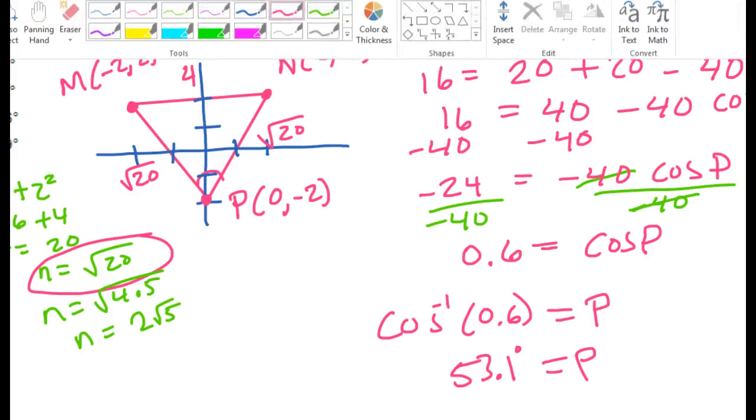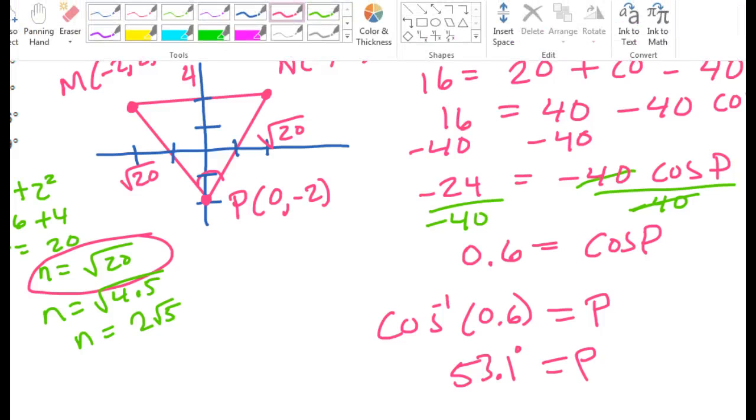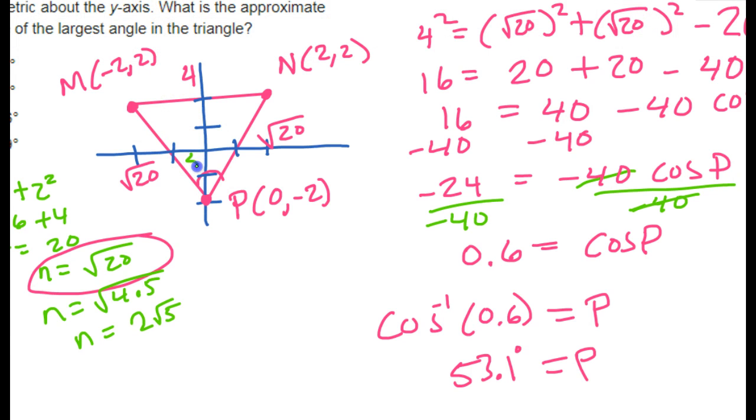All right, so we know that angle P is 53.1. Now, what about the other two? Well, let's subtract from 180 because we know they have to add up to 180. But these two have to be the same. So I'm going to subtract from 180, but then I should be able to split that evenly to find the two angles.